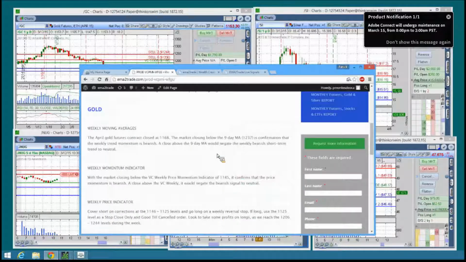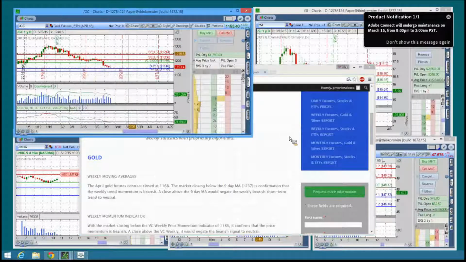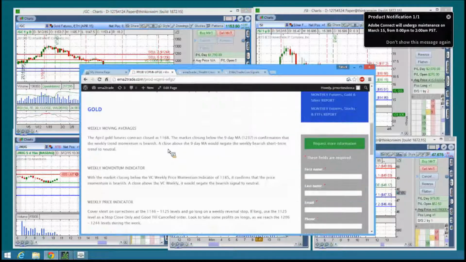The report that you see here was published on March the 6th, which was based on the closing prices of Friday. On this report, it told you that on Friday, the April gold contract closed at 1168, and the market closing below the 9-day moving average of 1237 is confirmation that the weekly trend momentum is bearish. But it also tells you that if it closes above the 9-day moving average that we use on the weekly charts, it would negate this bearish short-term trend to neutral. So you have a flag in terms of when the trend reverses.